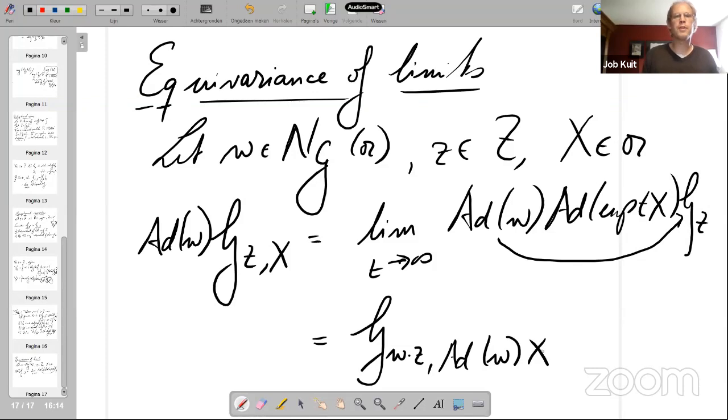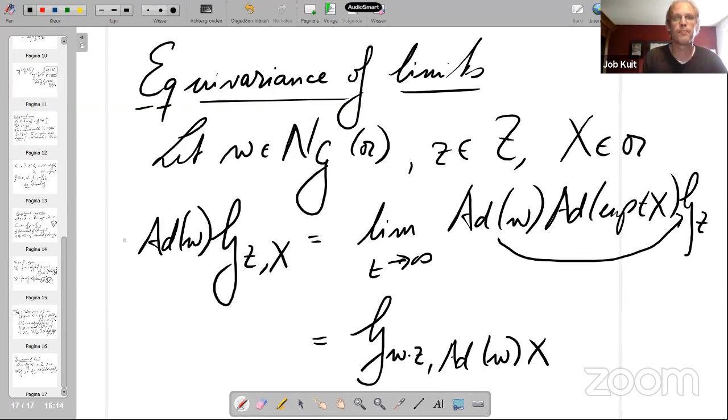So this is an equivariance property of limits under the normalizer of A, which is a very useful thing.